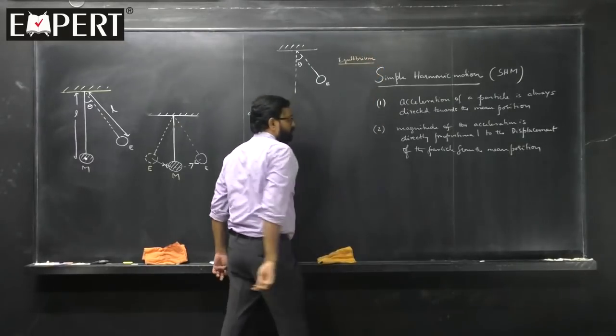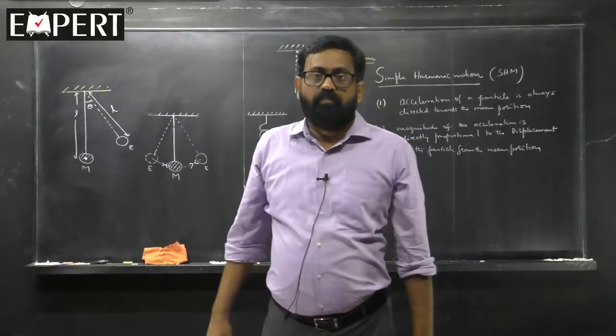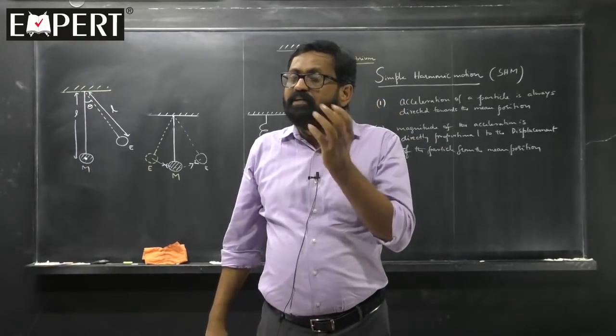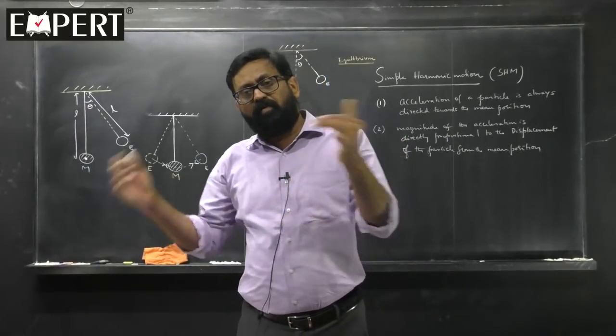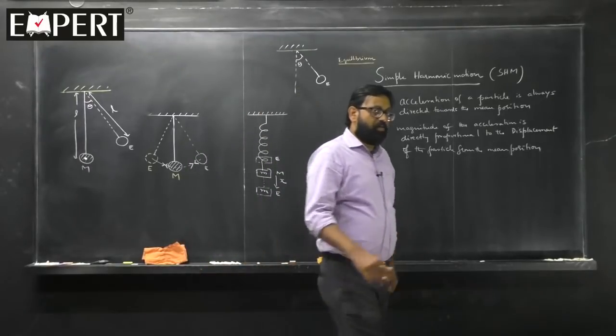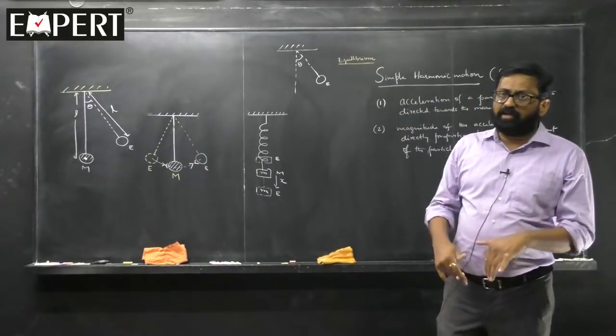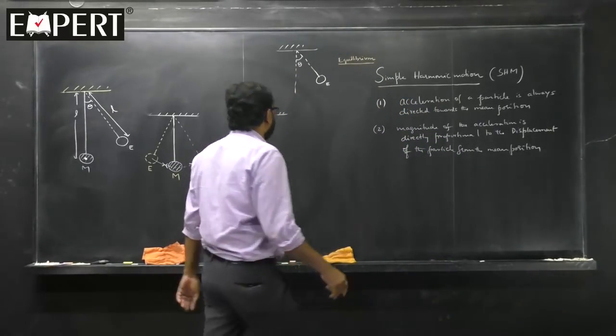You know the meaning of those words. Equilibrium means a number of forces are acting on a body, but the net force is 0. That is called equilibrium. There can be a static equilibrium, and there can be a dynamic equilibrium. Static equilibrium is the one where a number of forces are acting on a body, net force is 0, and the body is at rest. Dynamic equilibrium is the one where a number of forces are acting on a body, net force is 0, but the body is moving with uniform velocity. But here it is a static equilibrium.